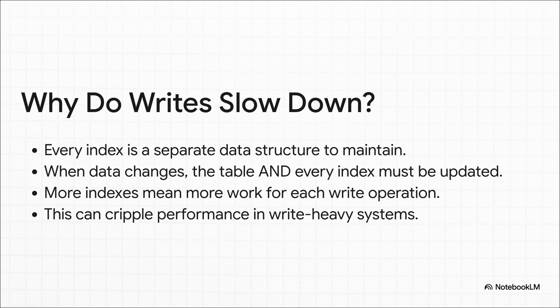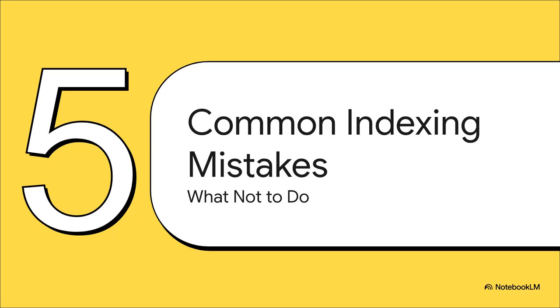And that's exactly why having too many indexes on a table that gets a lot of writes can absolutely cripple its performance. So this whole balancing act, this trade-off between read speed and write speed, it's really at the heart of every single indexing decision. And when people get it wrong, oh boy, it leads to some super common and really costly mistakes. So let's talk about what not to do.